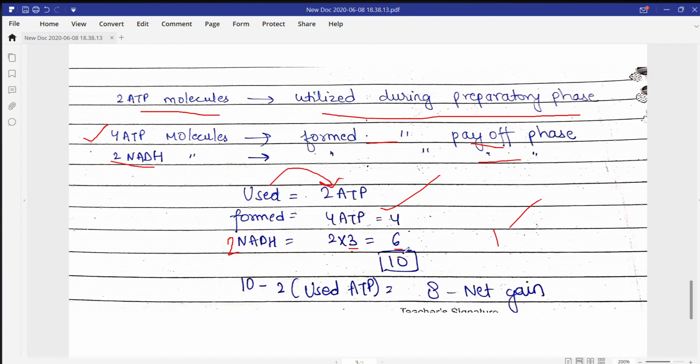So, how much was formed? It formed 10 molecules of ATP, while we already utilized 2 ATP in the first preparatory phase. So, 10 minus 2, we have an 8 ATP net gain in glycolysis.